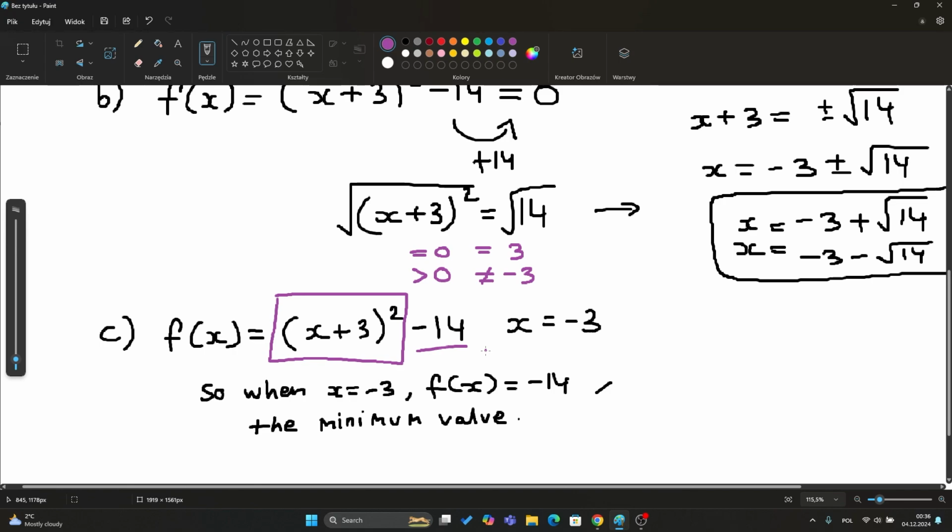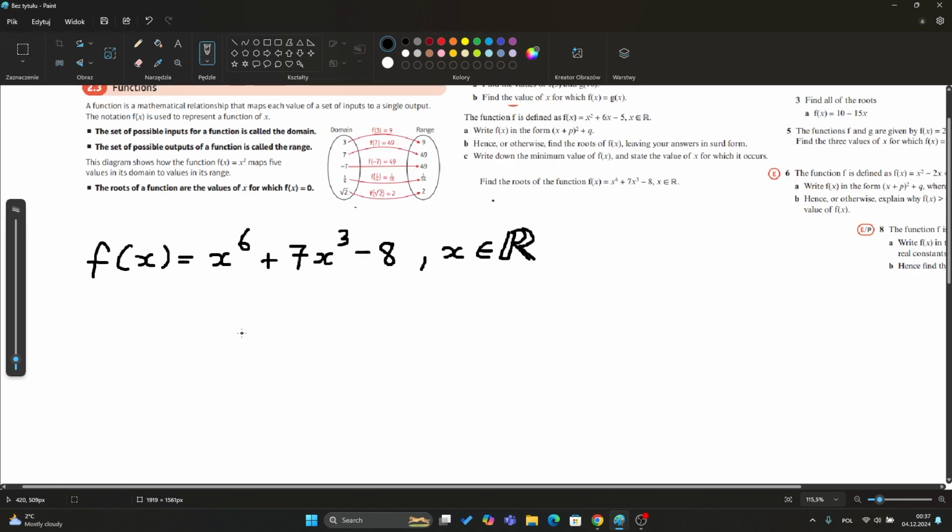We just want to input x equals minus 3 so that the squared value is 0, which is the lowest possible, and therefore we get minus 14 for the minimum value. Now we've got another question, where f of x is the following and x is a set of real numbers.